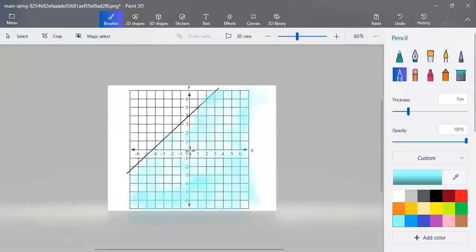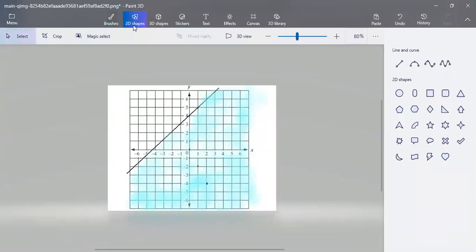So y-intercept 0 means we start from here. -2/1 means you will go 2 down and 1 to the right. So 2 down, 1 to the right is here. 2 down, 1 to the right is here. Now, if you see this, it's a negative slope, right? So we just join them. Let's join these 3 points.